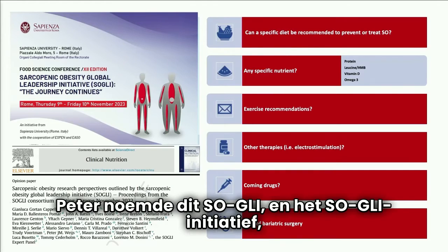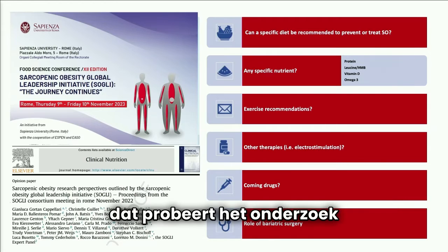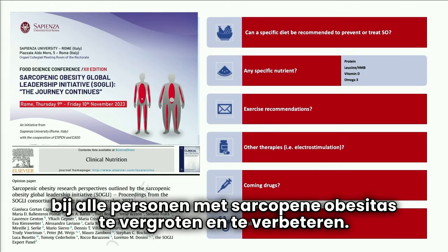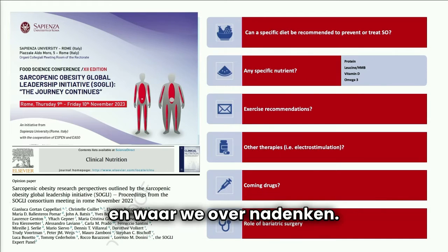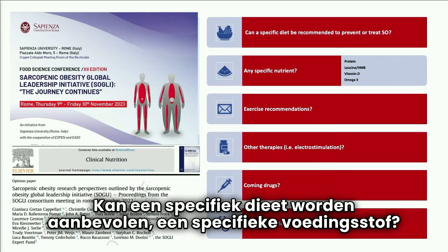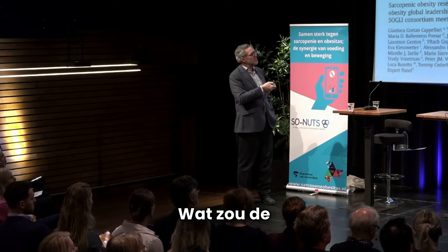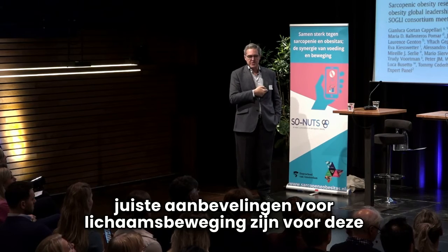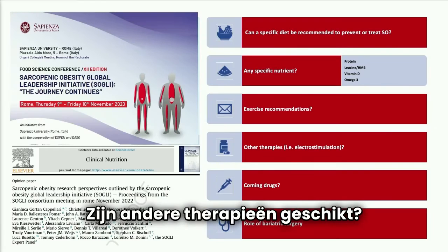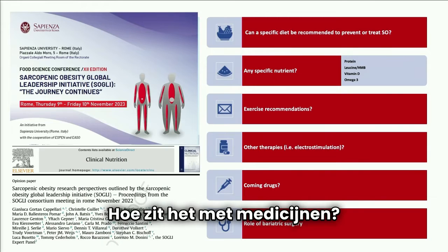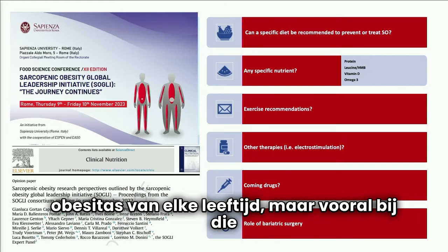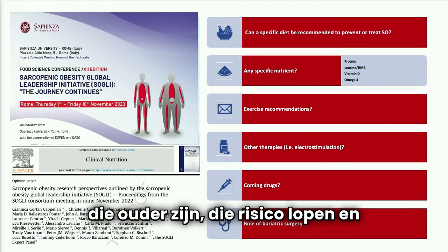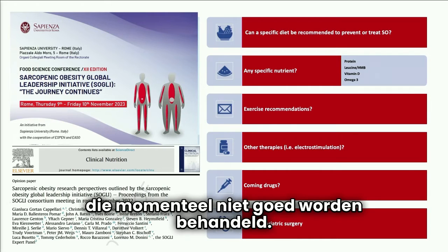To finish, Peter mentioned the JPI initiative, which is trying to increase and improve research in older persons with sarcopenic obesity. It is discussing many things that will be discussed here and you will be thinking about. Can a specific diet be recommended? A specific nutrient? What would be the right exercise recommendations for these people in sarcopenic obesity? Are other therapies appropriate? What about calming drugs? And what's the role of bariatric surgery in sarcopenic obesity of any age, but very especially in those who are older, who are those at risk and are not currently being properly treated?